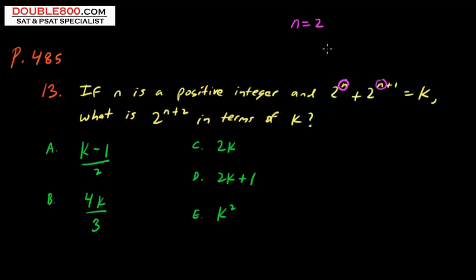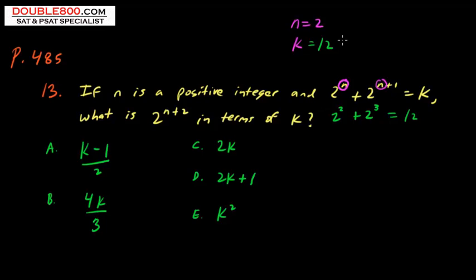Then we're going to follow the rules. If n equals 2, we have to figure out what k is. We plug in 2, so we have 2 squared plus 2 to the n plus 1, which is 2 cubed. 2 squared is 4, and 2 cubed is 8. So 4 plus 8 equals k, and k equals 12. You have to follow the rules, and we've done that.